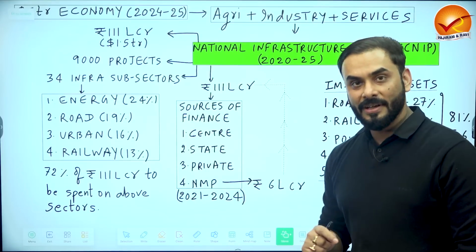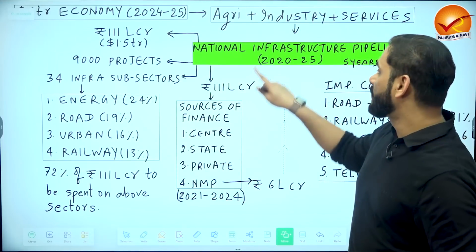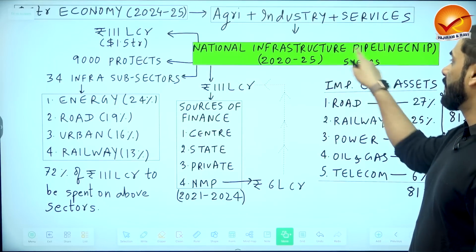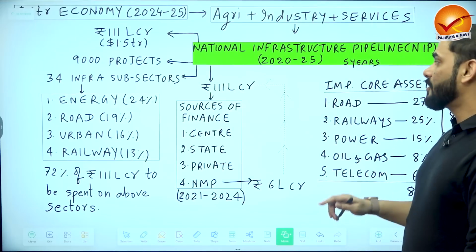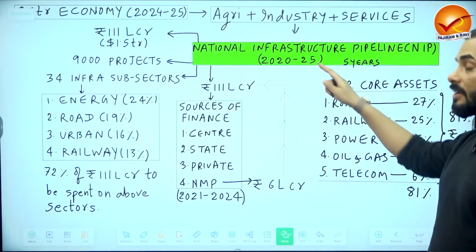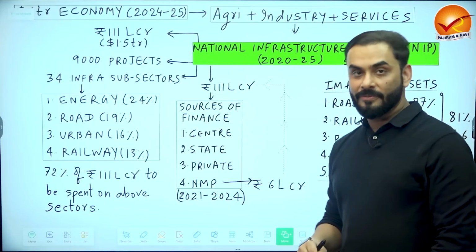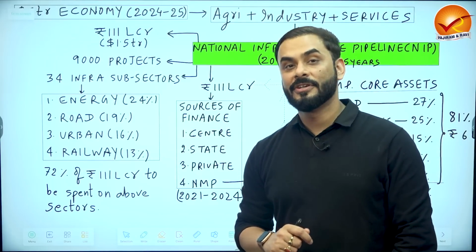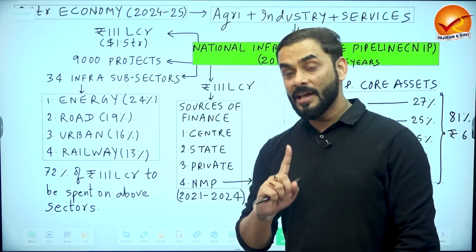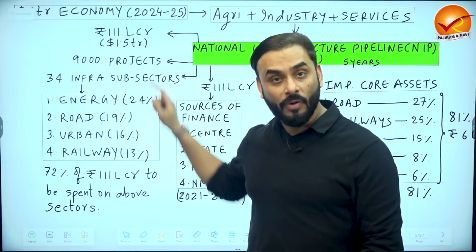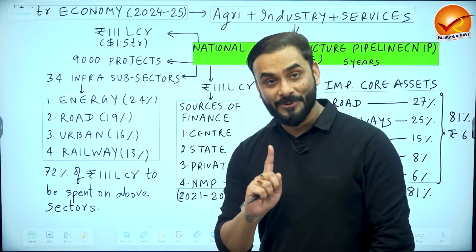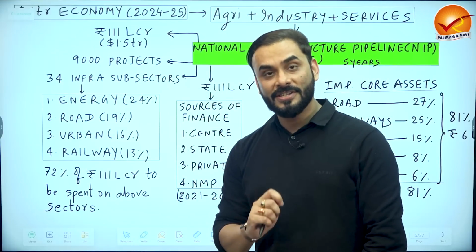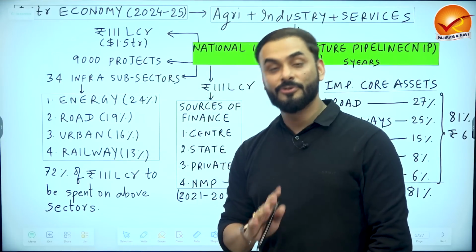So the Government of India launched a scheme called National Infrastructure Pipeline, NIP. This scheme has been launched for a period of 5 years, 2020 to 2024-25, right? Now, what is going to happen in these 5 years? Government of India says that they are going to invest almost 111 lakh crore rupees, roughly $1.5 trillion. This is the amount of investment which the government is going to make.